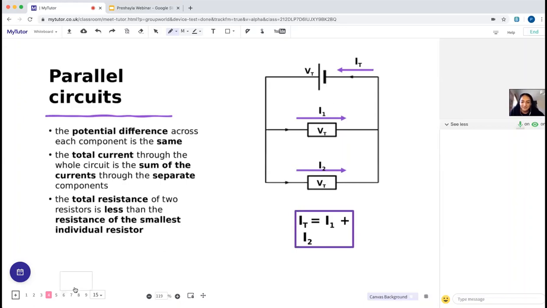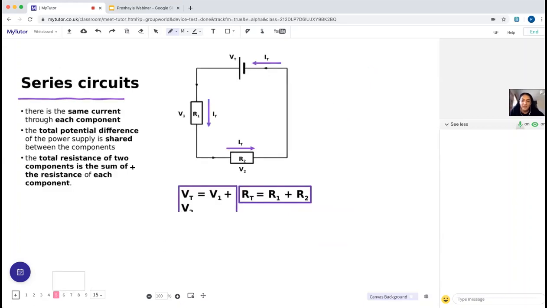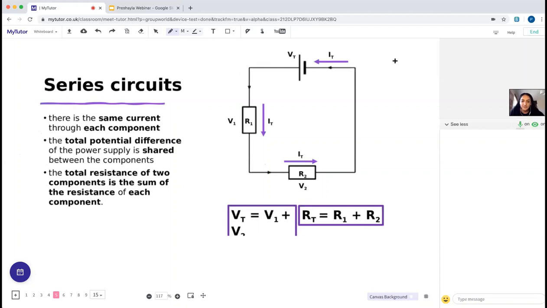Okay, so we'll move on to series circuits now. This is a series circuit, and you can see it looks a bit different to parallel circuits because it's only got one loop. It's not got that branch effect that we had in parallel. So series circuits have completely different rules to parallel.